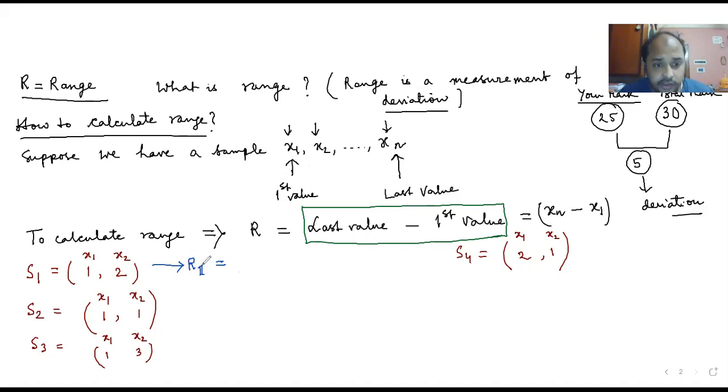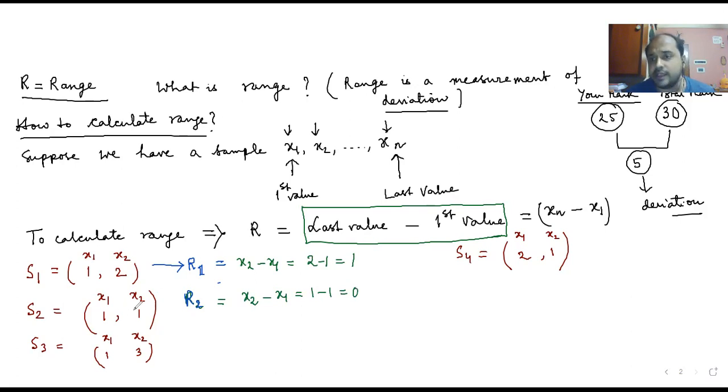So this is your R1. What is the first value? First value is 1. What is the second value? That is 2. So the range will be x2 minus x1, which is 2 minus 1, that is 1. Here R2 is the range of the second one. The last value is x2, the first value is x1, so that is 1 minus 1, that is 0.